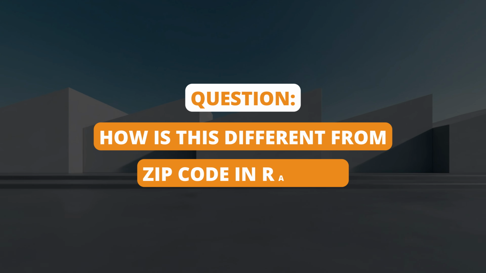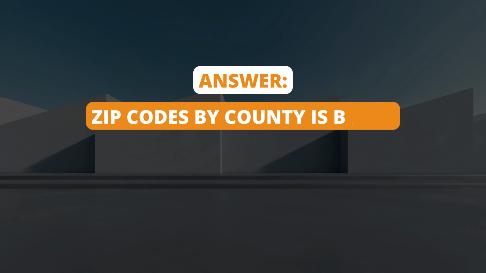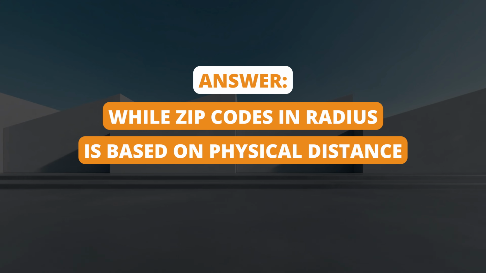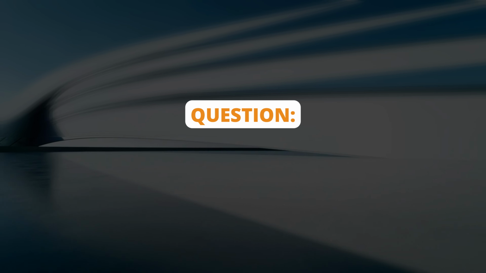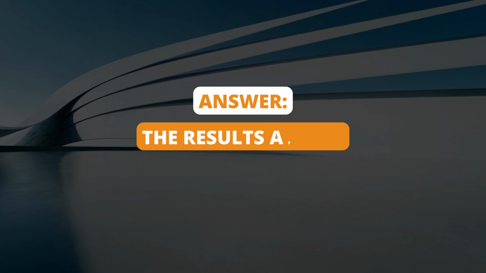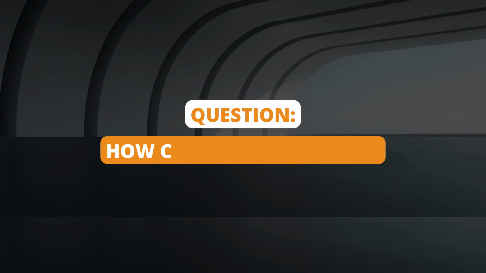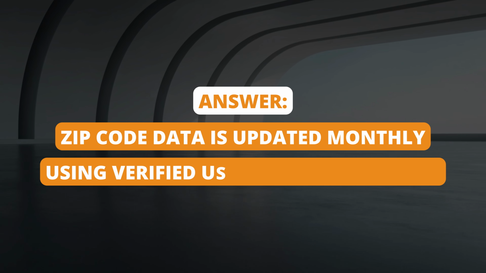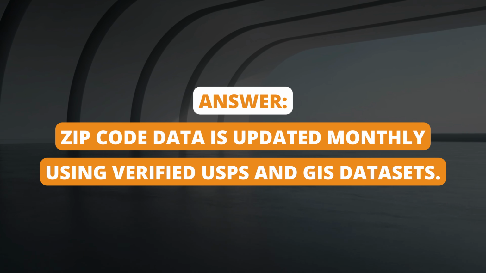How is this different from zip code and radius? Zip code by county is based on administrative boundaries, while zip code and radius is based on physical distance from a central zip code. How fast is it? The results appear in a matter of seconds. How current is the data? Zip code data is updated monthly using verified USPS and GIS dataset.